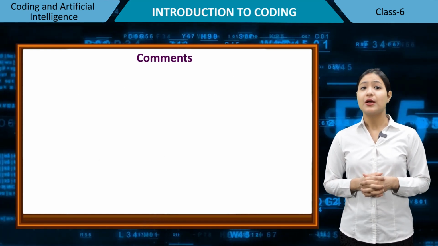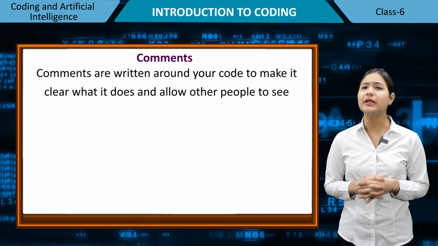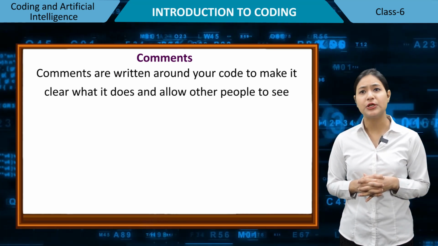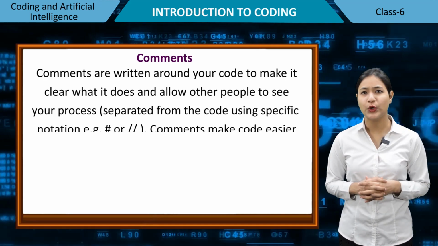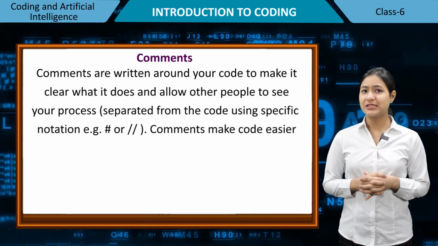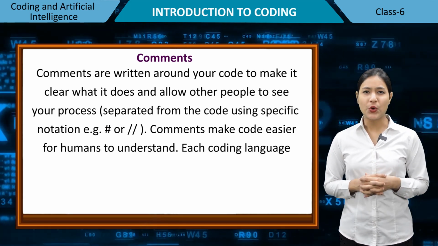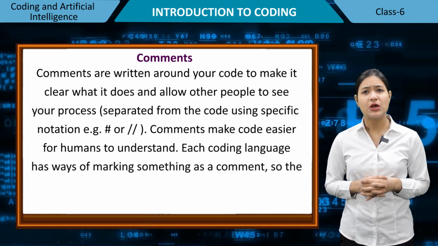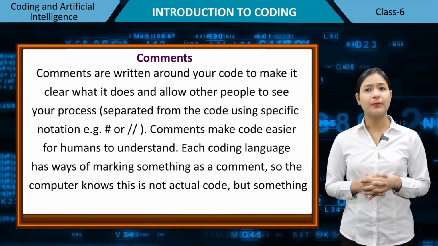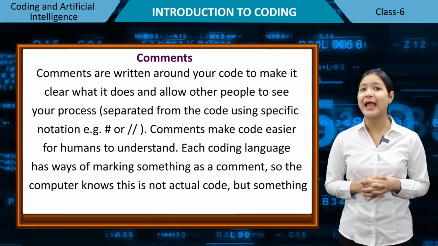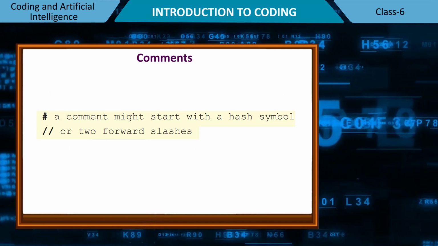Comments. Comments are written around your code to make it clear what it does and allow other people to see your process, separated from the code using specific notation. Example, comments make code easier for humans to understand. Each coding language has ways of marking something as a comment, so the computer knows this is not actual code, but something written for humans.